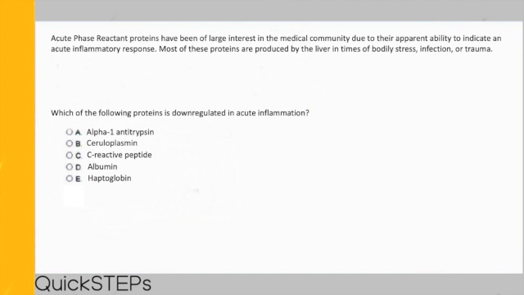I had to look it up on my own before the exam, and I'm really grateful I did because I saw a ton of acute inflammatory and chronic inflammatory response questions on my test. All right, with that being said, let's delve on into this question.